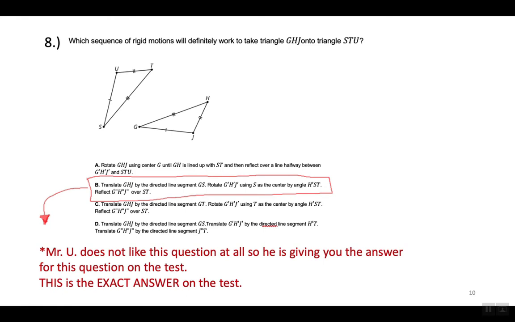I'll explain it just so that you can understand it, but nothing in the book spoke in this language, and I really don't like this question at all, so that's why I'm just giving it to you. Alright, and as I wrote here, Mr. Yu does not like this question at all, so he's giving you the answer for this question on the test. This is the exact answer on the test. Please, during the test, do not ask me what is the answer for this. I'm giving it to you now. If you don't take the necessary measures to make sure you have that answer for the test, that's on you, not on me.